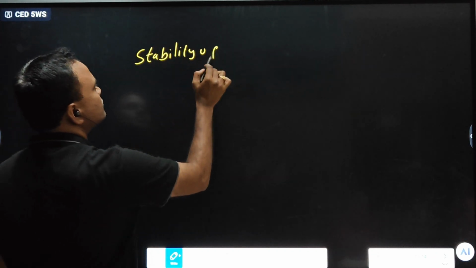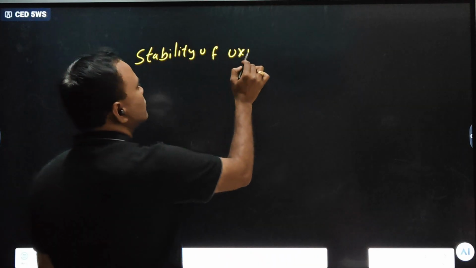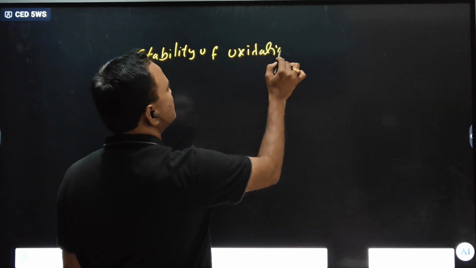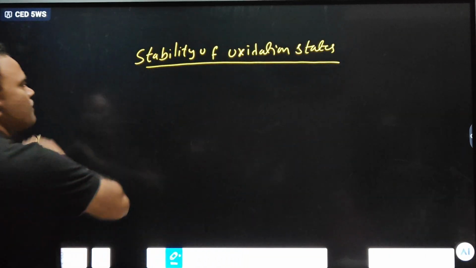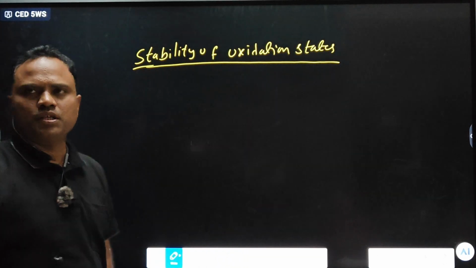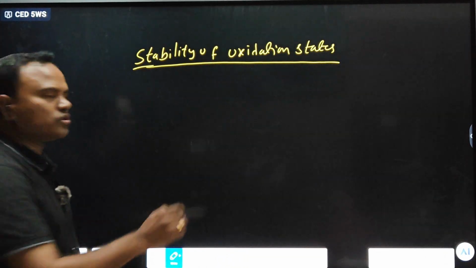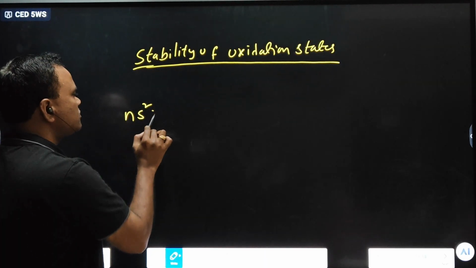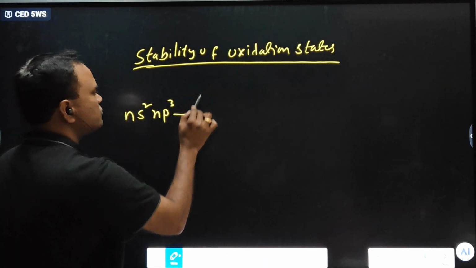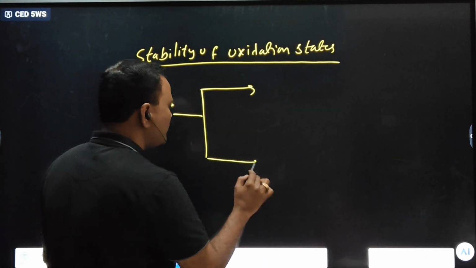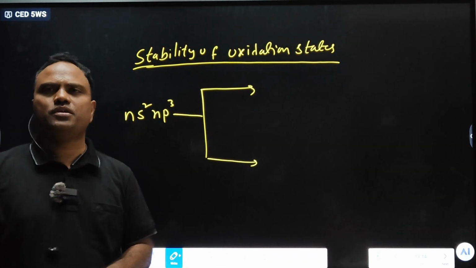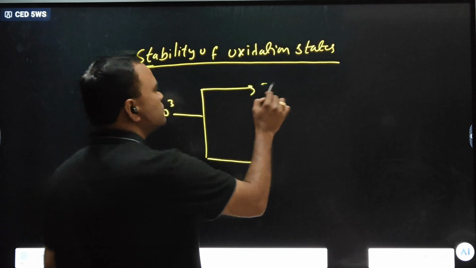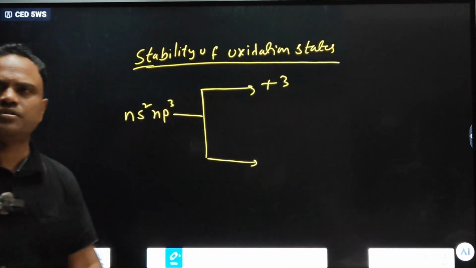Stability of oxidation states. Let us come to the outermost electronic configuration, ns2 np3. See, when a group 5A element loses 3 electrons from the p orbital, it shows +3 oxidation state.